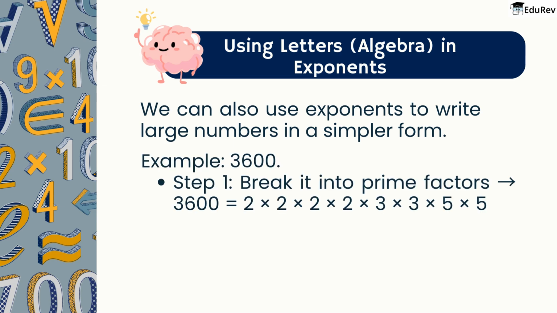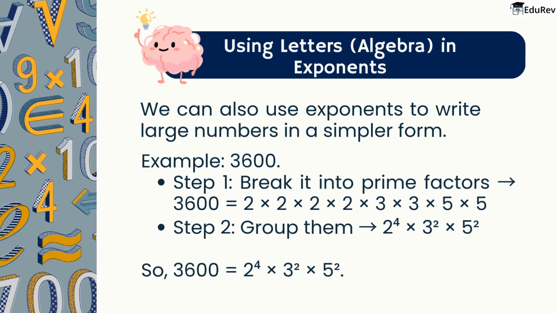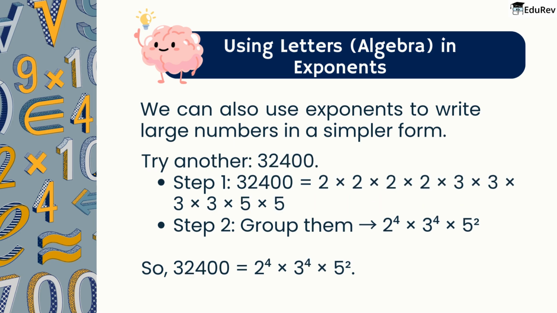Example: 3600. Step 1. Break it into prime factors. 3600 is equal to 2 times 2 times 2 times 2 times 3 times 3 times 5 times 5. Step 2. Group them: 2 raised to power 4 times 3 raised to power 2 times 5 raised to power 2. So, 3600 is equal to 2 raised to power 4 times 3 raised to power 2 times 5 raised to power 2. Try another: 32400.